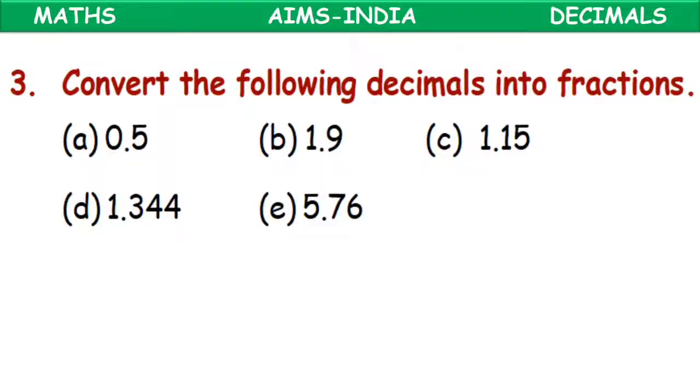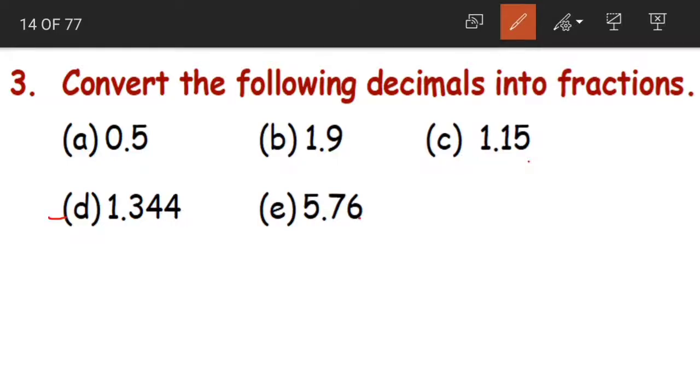Now on the same lines we are going to do a few decimals which are to be converted into fractions. If you look at question D, 1.344. How will we convert this? First write the number as it is without any decimal point, divided by what should come in the denominator? After 1, how many decimal places do we have? We are having 3 decimal places. So we'll write 3 zeros after 1. 1344 divided by 1000 is our answer.